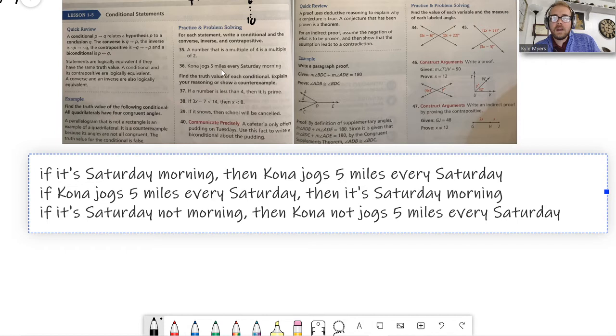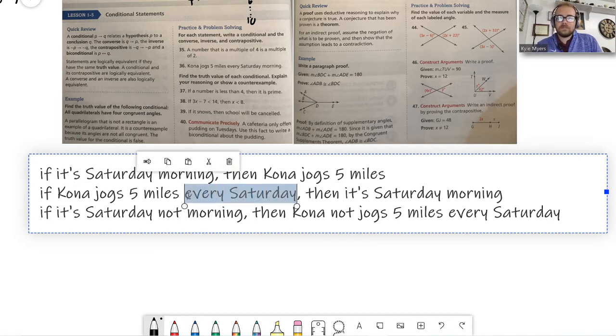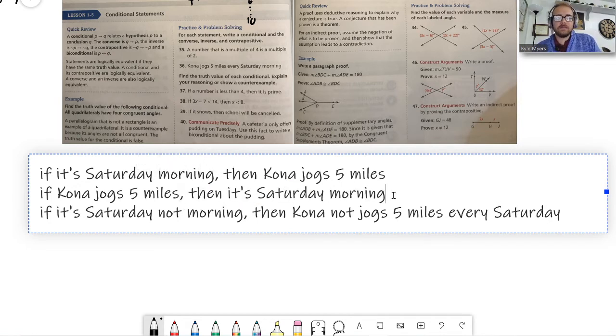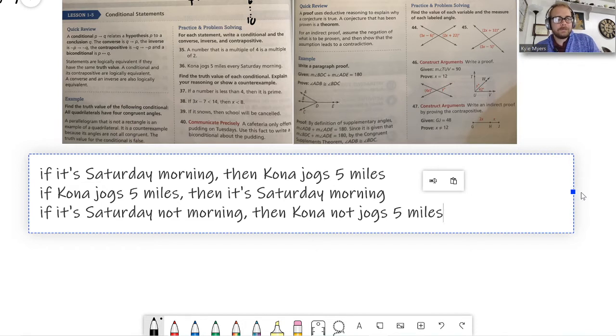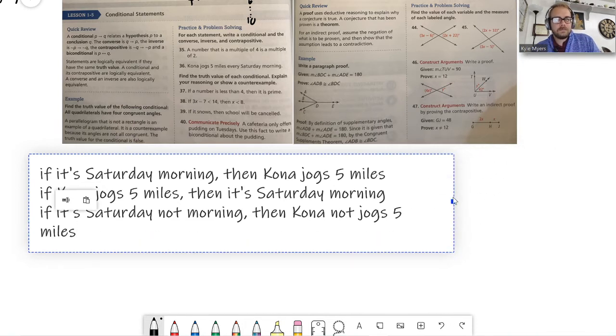If it's Saturday morning, then Kona jogs 5 miles. Goodness gracious, I made a boo-boo. Hold on. If it's Saturday morning, then Kona jogs 5 miles. If Kona jogs 5 miles, then it's Saturday morning. There we go. Okay, I was wondering why that seemed a little off. If it's not Saturday morning, then Kona doesn't jog 5 miles. Much better. Sorry, made a boo-boo.